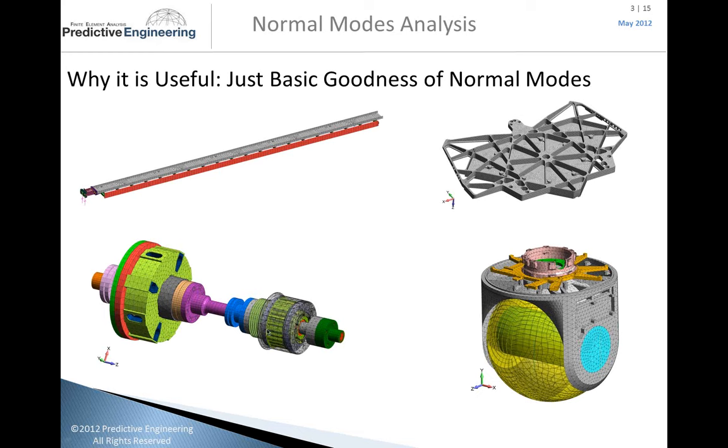Drivetrain work, natural frequencies are everywhere in drivetrains. This is a sample holder for an electron microscope, and they want it to be very inert, very stable, not to be excited by any of the machine frequencies. Down here, this is a turret that's mounted onto an airplane, holds a camera system. And so this was used in a modal frequency analysis.